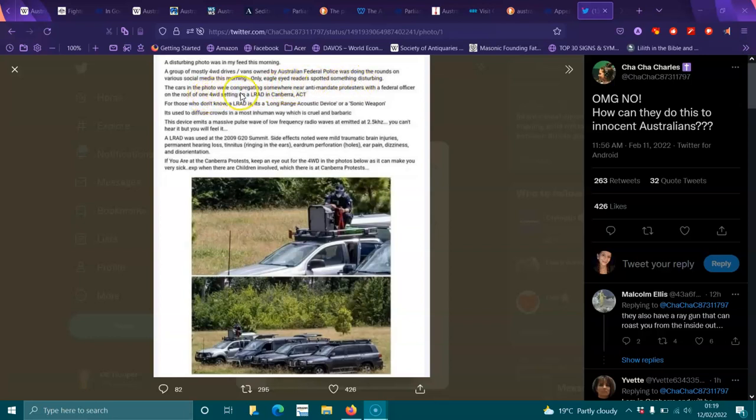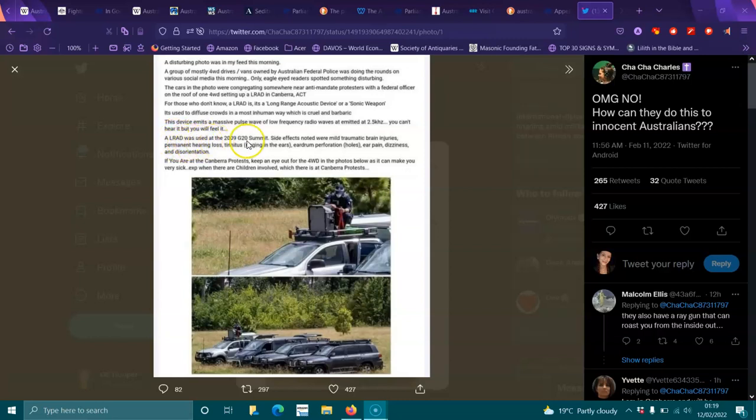The cars in the photo were congregating somewhere near the protesters, with a federal officer on the roof of one four-wheel drive setting up a LRAD in Canberra. For those who don't know, LRAD is a long-range acoustic device, or a sonic weapon. It is used to disperse crowds in supposedly the most humane way, which is cruel and barbaric. The device emits a massive pulse wave of low frequency sound at 2.5 kilohertz, and you can't hear it, but you can feel it.